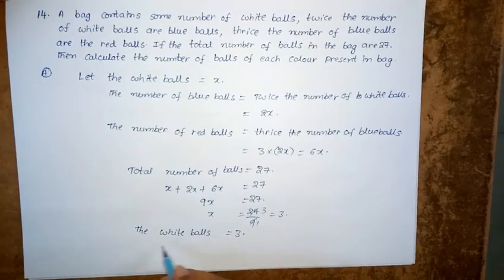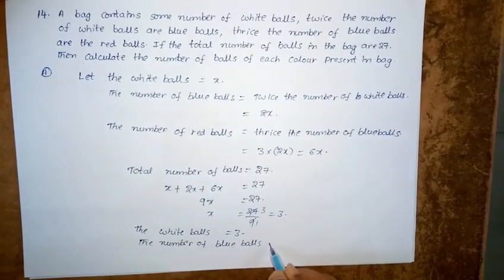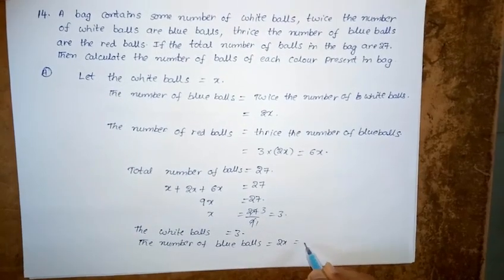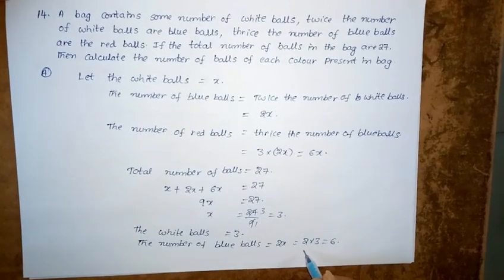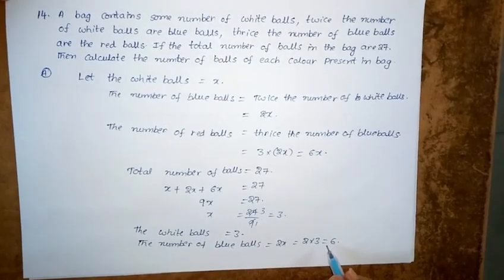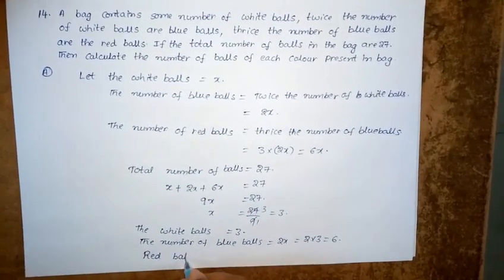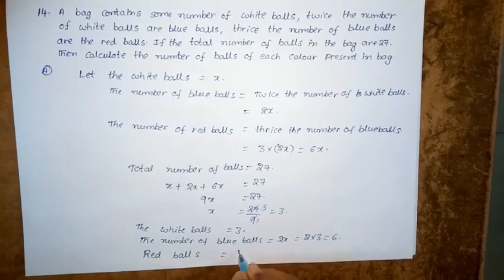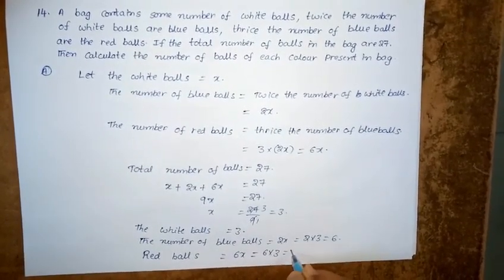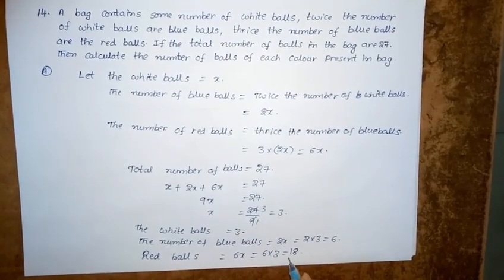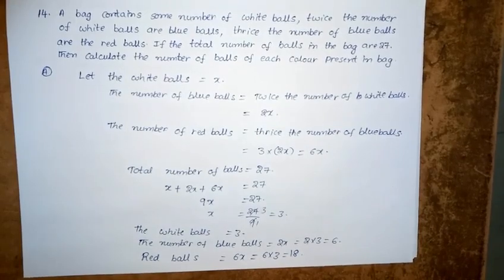Next, the number of blue balls is equal to 2x. The x value is 3, so 2 into 3 becomes 6. So the number of blue balls is 6. Next, the red balls are equal to 6x. The x value is 3, so 6 into 3 is 18. So the number of red balls is 18. So this is the solution for the 14th problem.